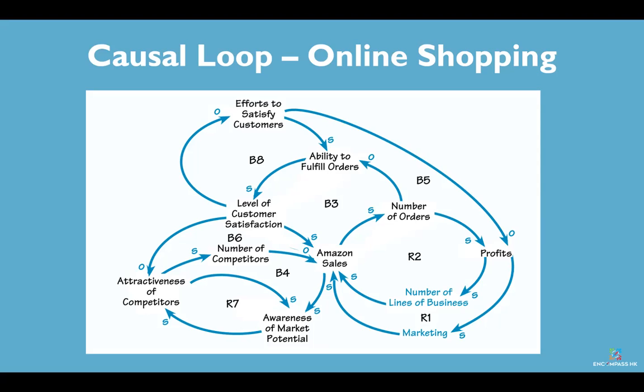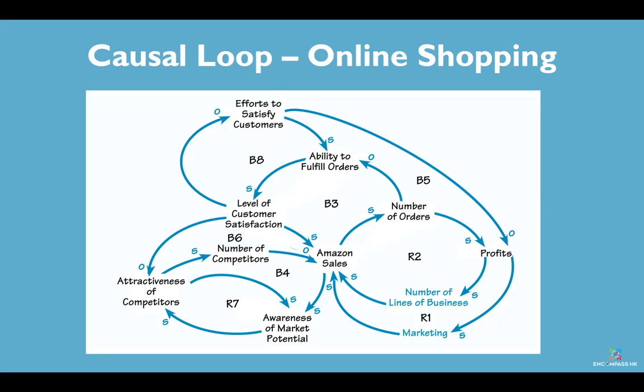So now we have marketing, R1, when we want to sell more things, we market it. So marketing will increase sales and revenue and profits and all that. So that's why you have R1 and R2, which is the reinforcing loop. However, this reinforcing loop is controlled by different limiting processes.